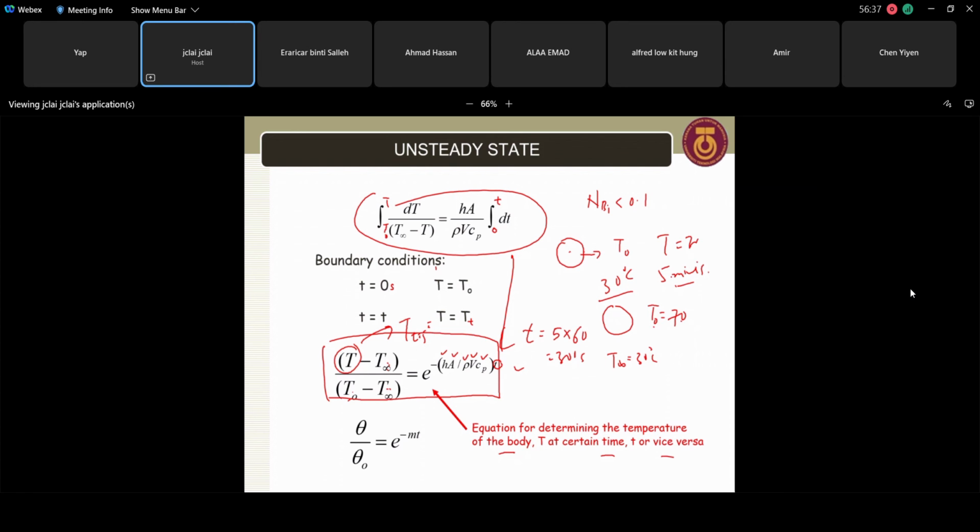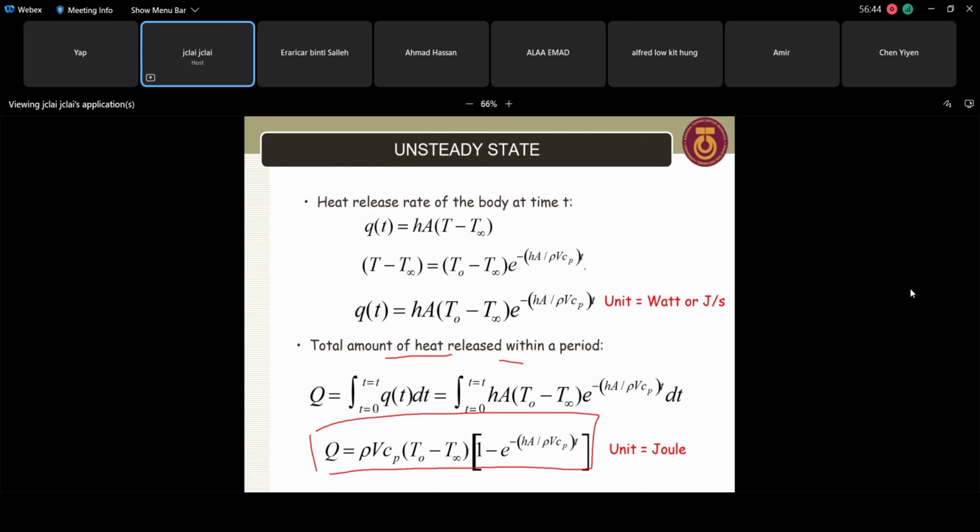No, time doesn't matter. I cool it down from 70 to 30, right? I want to know, with this cooling, how much heat is lost to the surrounding. Then you can use this formula to calculate how much heat is lost to the surrounding. Okay? And this is actually small q. This is if you want to know, let's say at t equal to 10 seconds, at this 10 seconds, what is the heat loss rate to the surrounding?